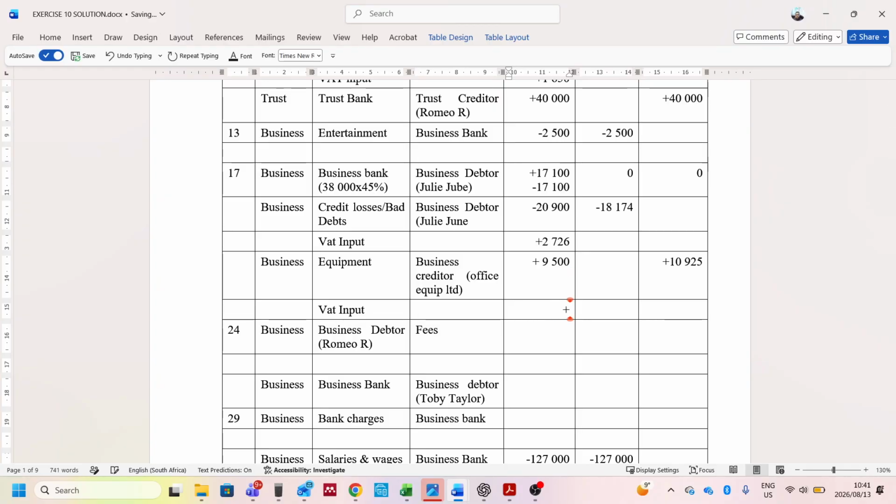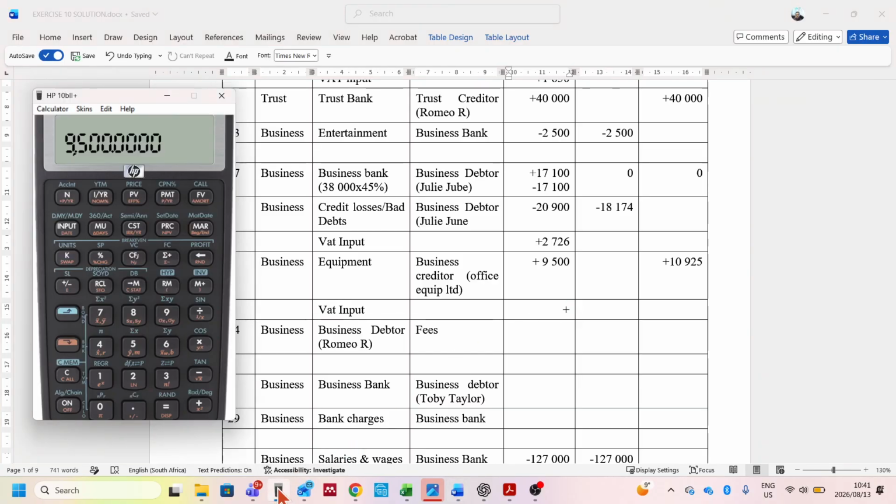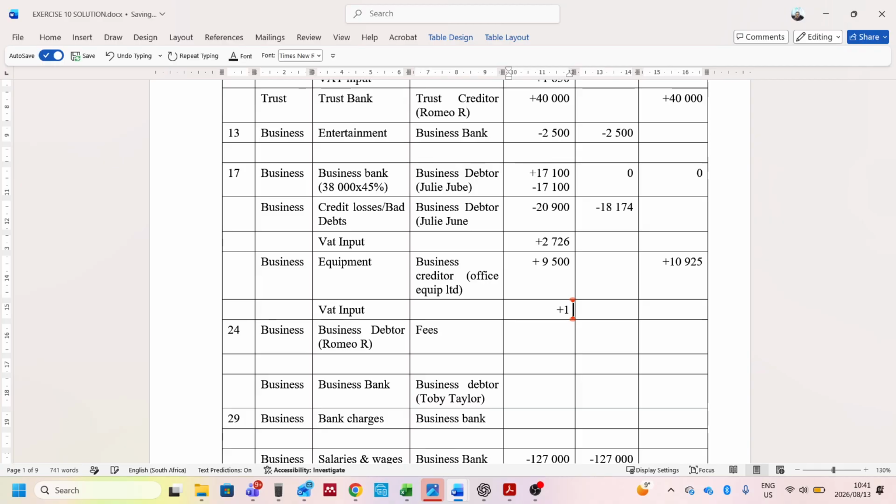Then the VAT that is receivable will be the difference between the amount that you owe the supplier and the value of the good, which is the VAT exclusive amount. So I can just take this and multiply by 15. So that's 1,425. So that is the VAT that we're going to claim back.